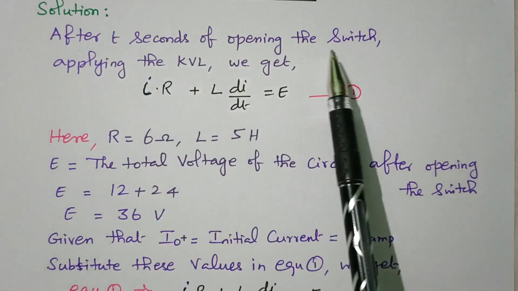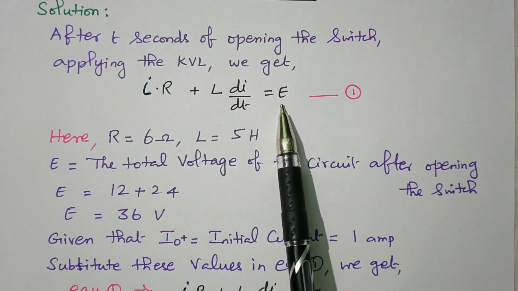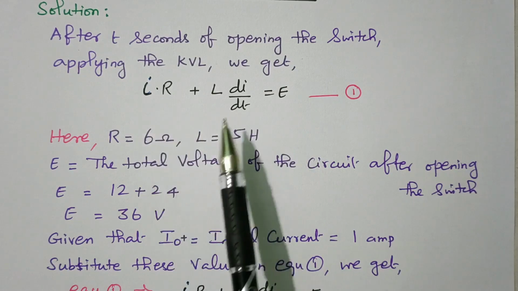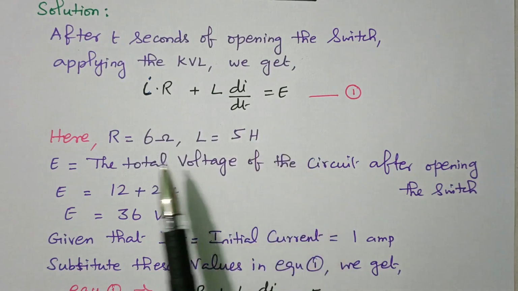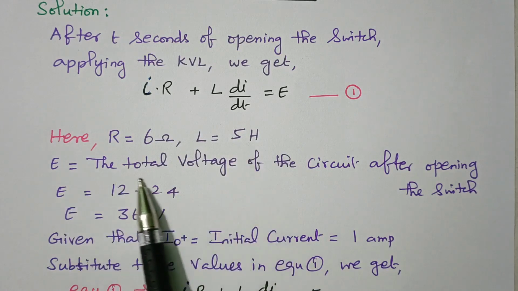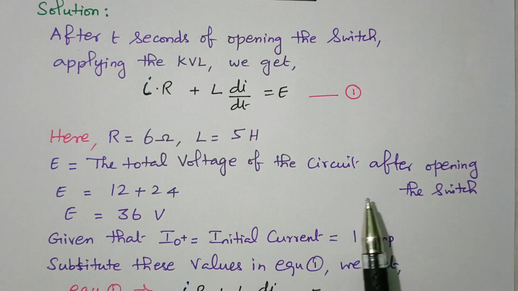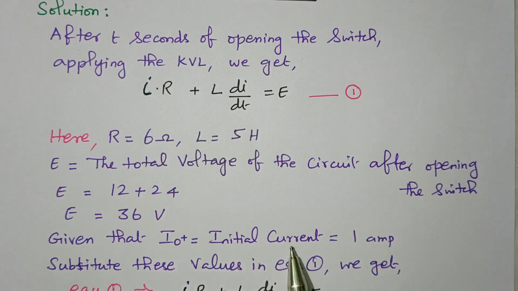After t seconds of opening the switch, applying the KVL, this is the basic equation: applied voltage equals resistive drop plus inductive drop. I into R plus L di by dt equals E. Here the R value is 6 ohm and the L value is 5 Henry. E is the total voltage in the circuit after opening the switch. After opening the switch, 12 and 24 are connected in series, so that becomes 36 volts. Also I of 0 plus is the initial current, which is equal to 1 ampere, as given in the problem itself.